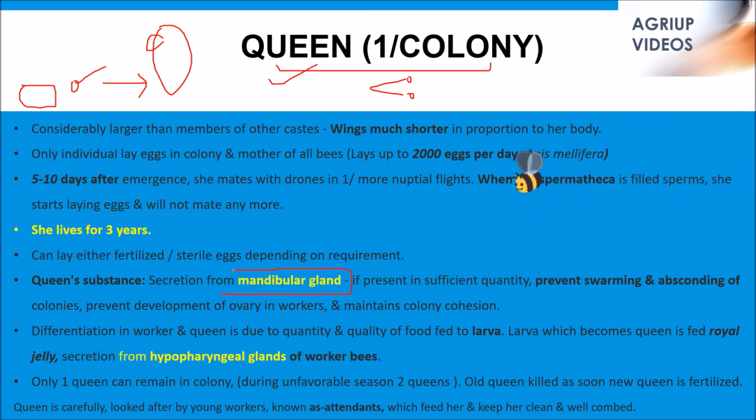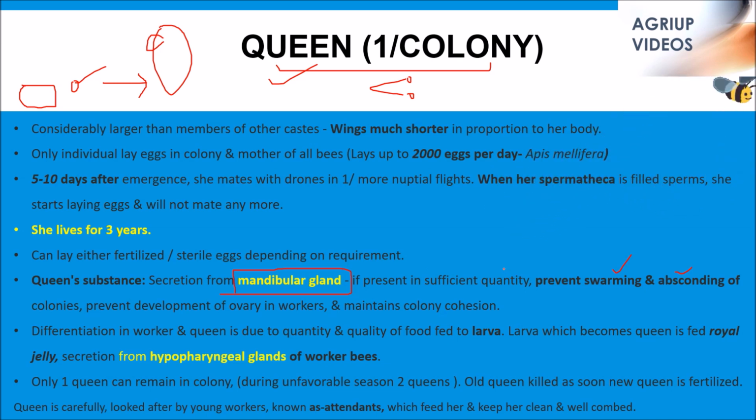This mandibular gland substance is very important to prevent swarming and absconding activities. This also I will take in detail further. It prevents the development of ovaries in workers and maintains the colony's cohesion. So it is a very, very important substance.